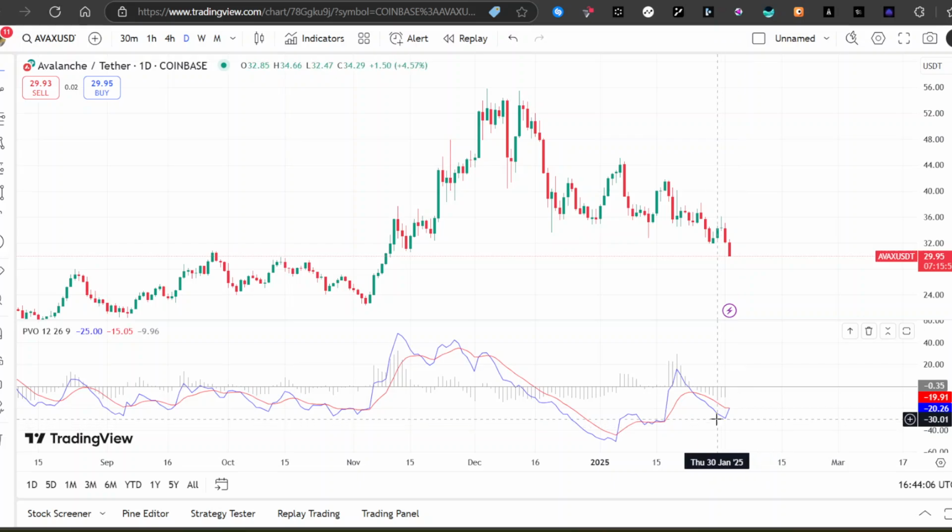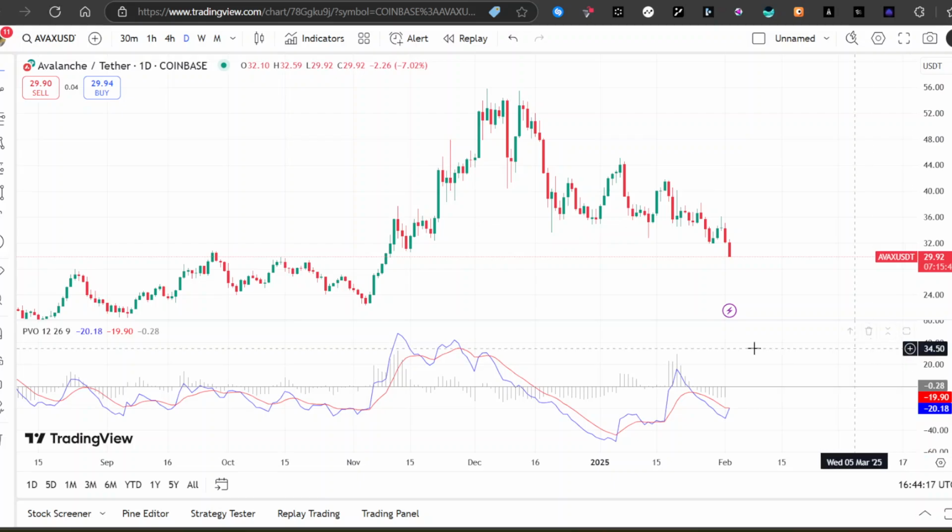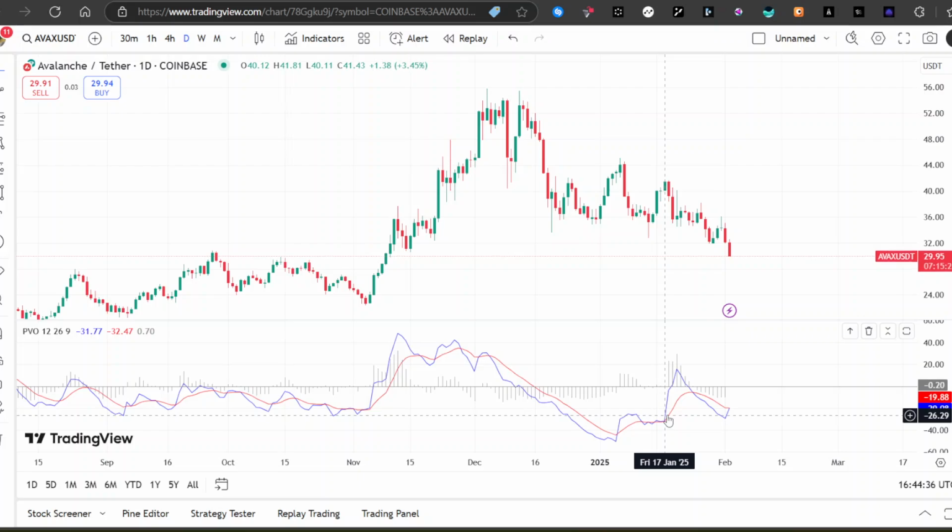It works similarly to the percentage price oscillator, the PPO for short, but in this case it uses volume as its primary source. Basically the PVO measures the difference between a fast moving and a slow moving volume average. Now the fast moving average reacts quickly to volume changes, while the slow moving average is smoother and less reactive.